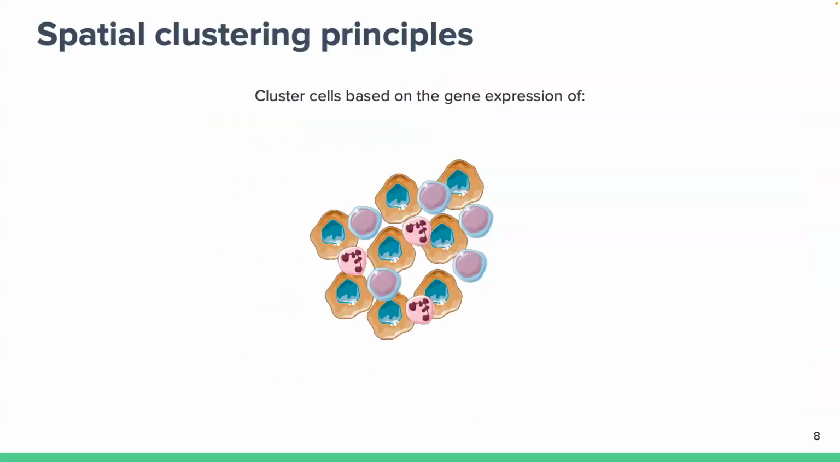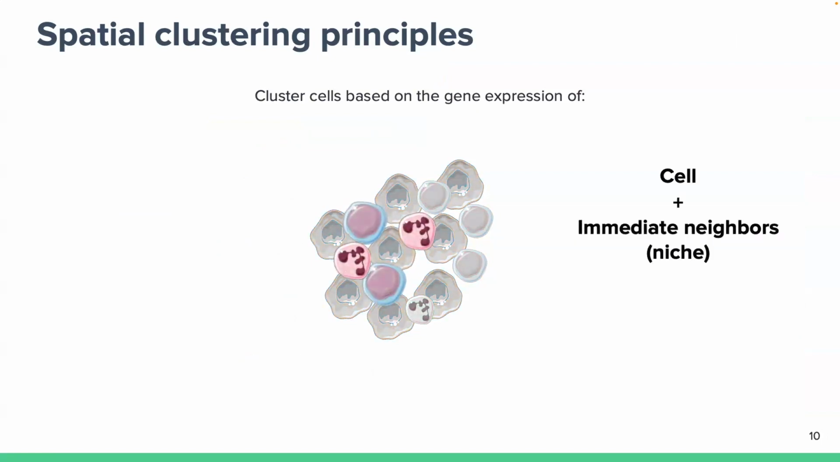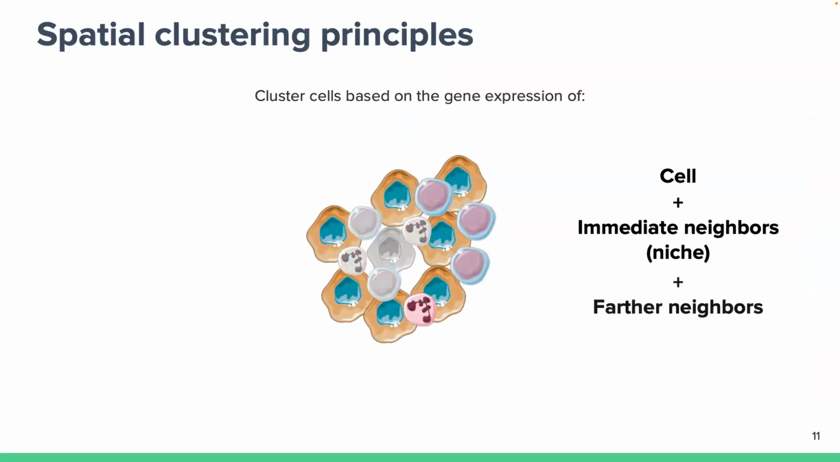And so how do you find domains? You cluster cells based on the gene expression of the cell itself and the immediate neighbors, and this will constitute more similar to what Anna mentioned, the niche. But then you can also go further away and look at cells which are further away, and the combination of all these three components will constitute the spatial domain.